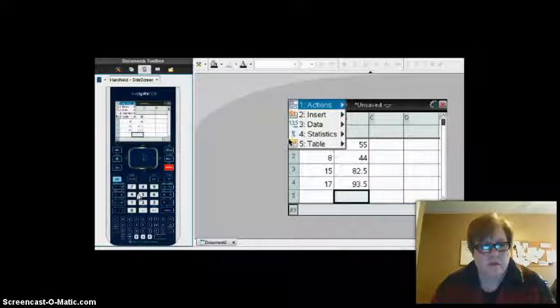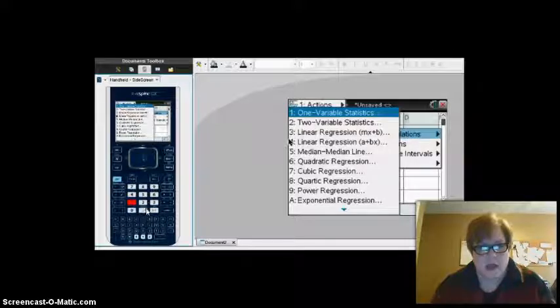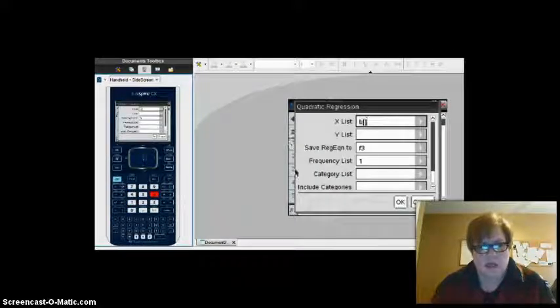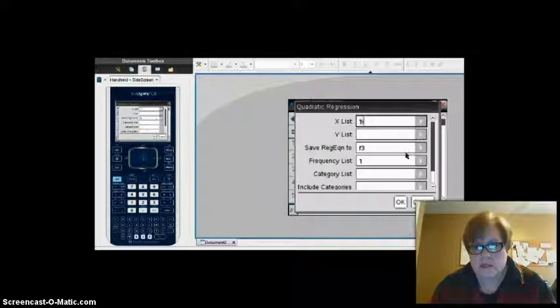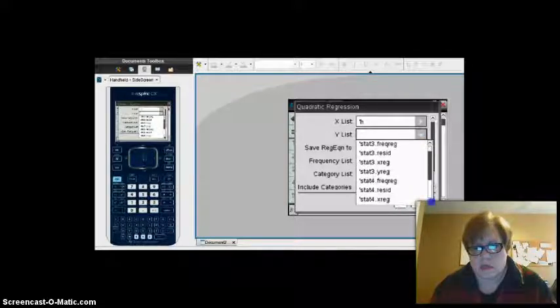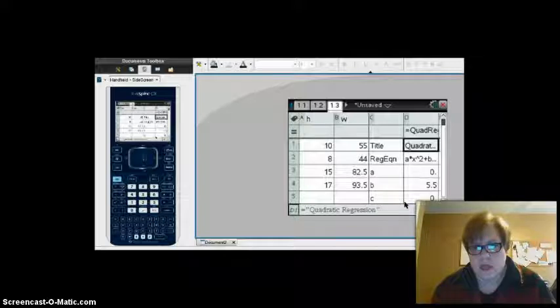Again, menu, 4, 1, and I'm going to use 6. I'm going to select H for my X's. I'm going to select W for my Y's and tell it OK. And so I've got 0, 5.5, and 0.